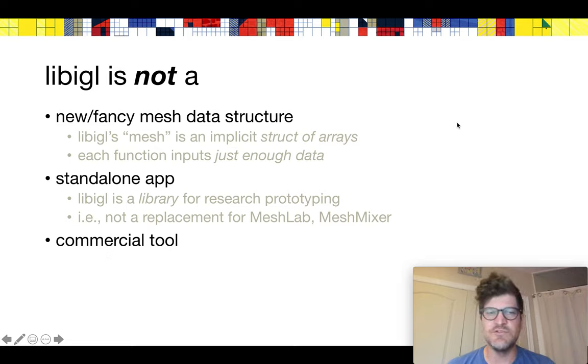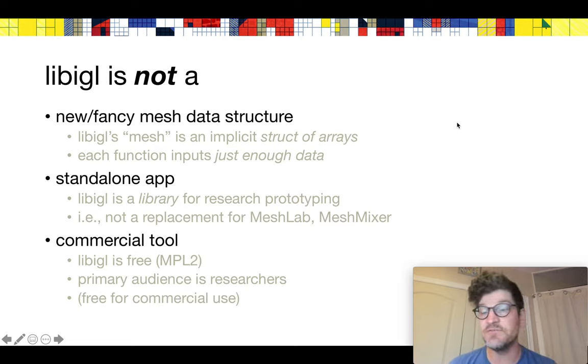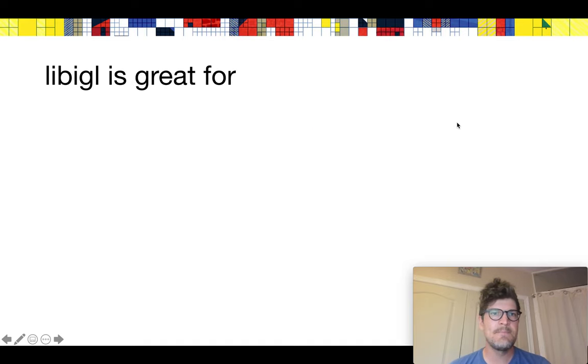Libigl is also not a commercial tool in the sense that it's free. We release it under the Mozilla Public License number 2. But in terms of our audience, we're not developing libigl to serve any particular industrial application or commercial application. Our primary audience is researchers who are developing research prototypes. It's also free for commercial use, and we do have commercial users that take advantage of some of the great algorithms from the research community that we have implemented in libigl.